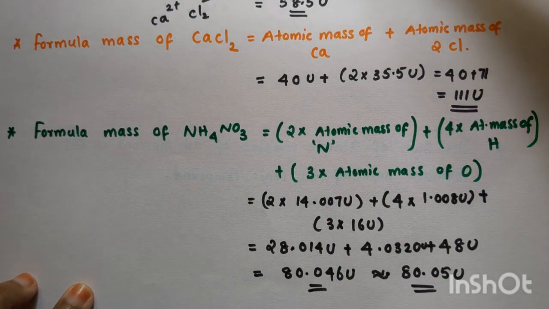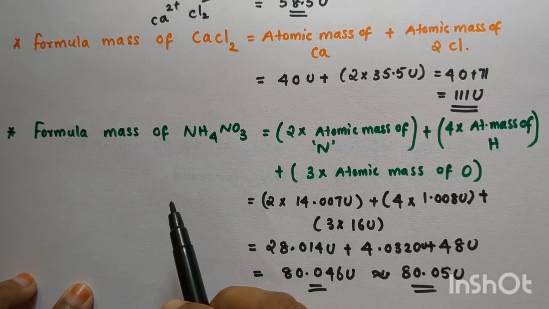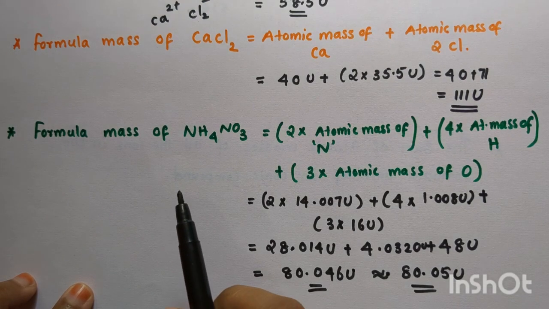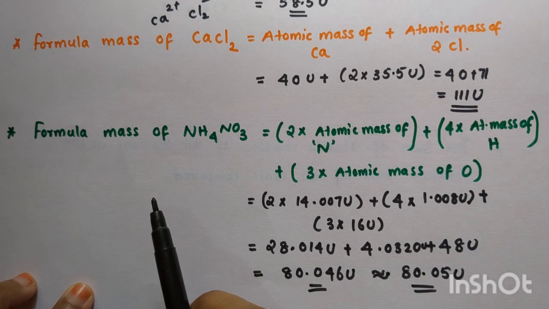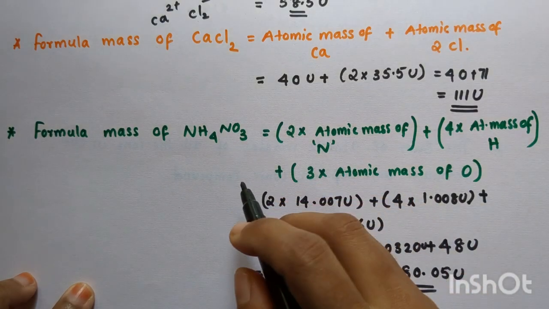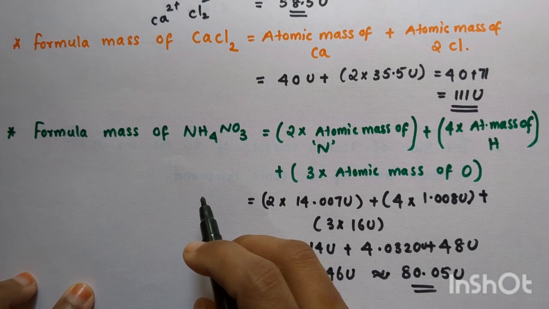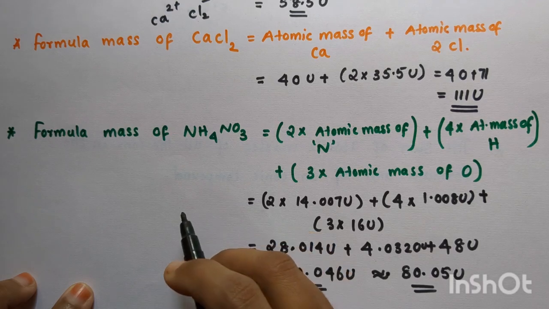So in this video, we have discussed the molecular mass and formula mass. Molecular mass is the sum of atomic masses of the elements present in a molecule. Formula mass is used for ionic compounds, and it is the sum of atomic masses of all the ions in the formula unit of an ionic compound. So I hope the idea of molecular mass and formula mass is clear to you.